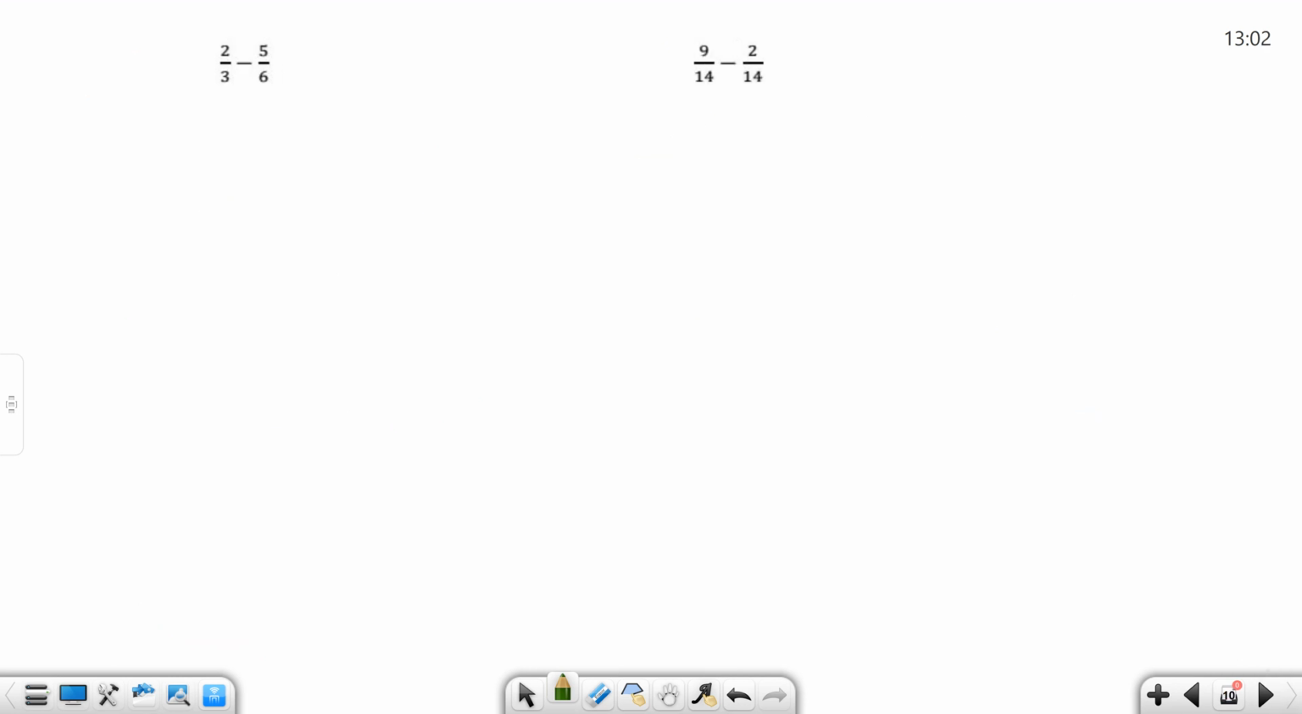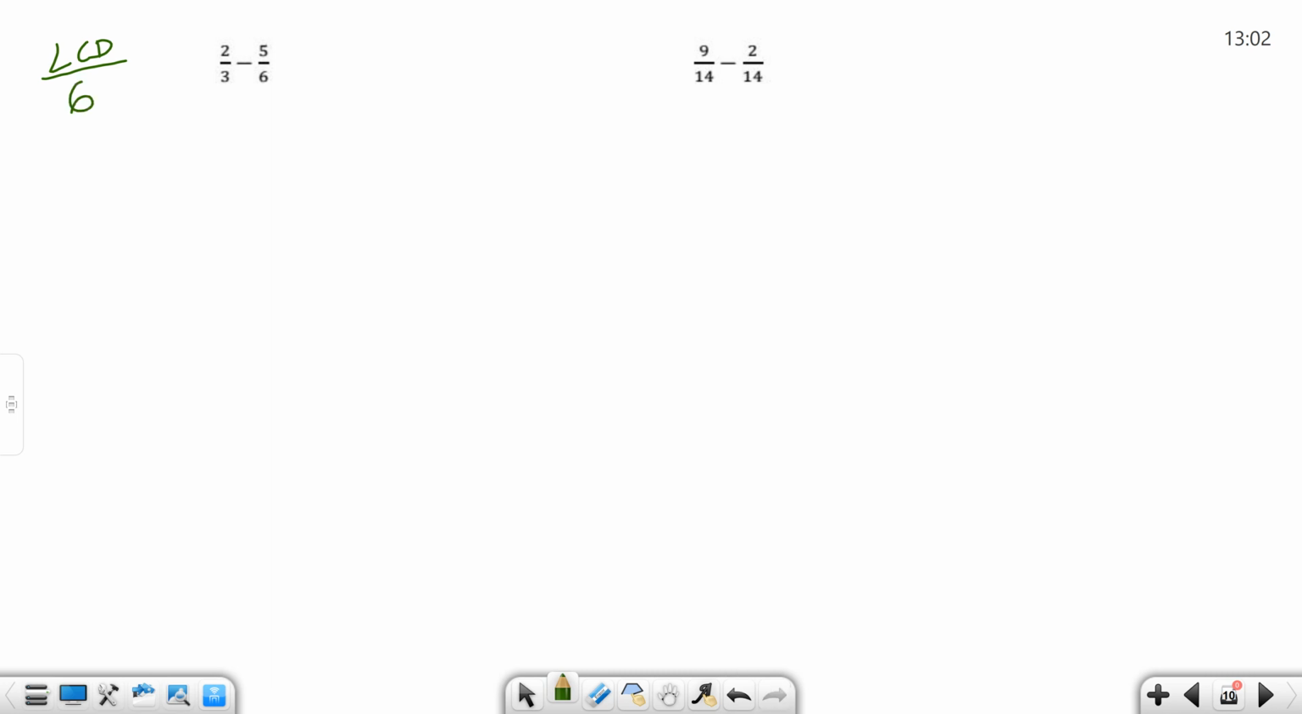They're your teacher. All right, 2/3 minus 5/6. So are my denominators identical? The answer is no. I don't have a common denominator right now, so I need one. My LCD, the biggest one, is 6. Does 3 go into 6? And the answer is yes. So my LCD is 6.